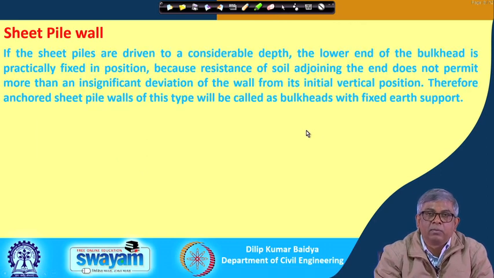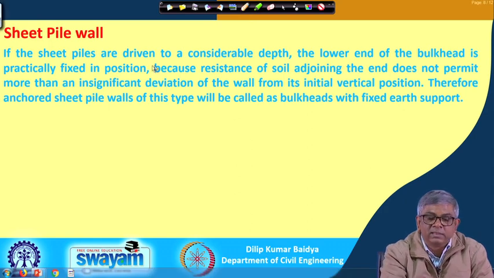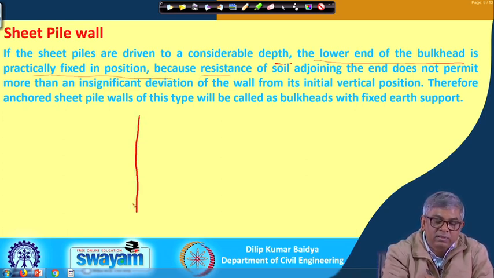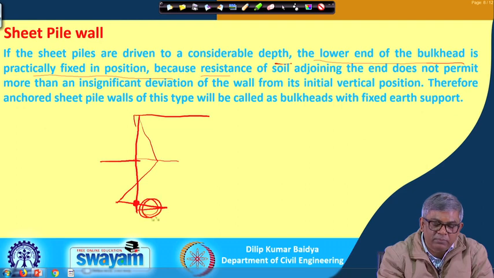Next, let me show what is fixed earth support. See, that is the fixed support. If the sheet piles are driven to a considerable depth, the lower end of the bulkhead is in a fixed position. We have the dredge line, and typically the fixed support diagram will be something like this and like this. Instead of becoming zero here, the diagram will be something like this, so somewhere at this point and beyond this, because of the pressure on this side, it will give you some fixity.